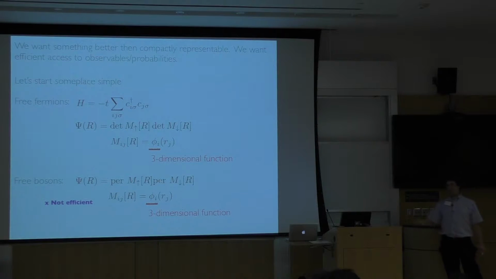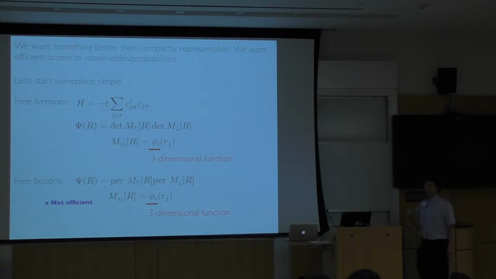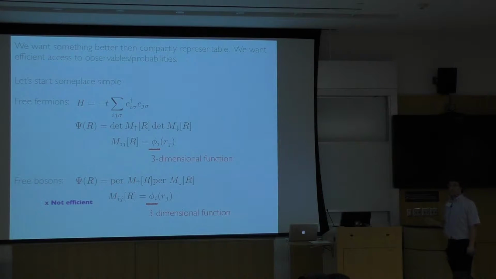It's not central to it, other than it's sort of our go-to method for how we're going to compute observables and amplitudes efficiently. So what we want is something that's not only compactly representable, which is already a very small part of Hilbert space, but now we want things that we have efficient access to observables about. So let's start someplace very simple. Let's start with free fermions.